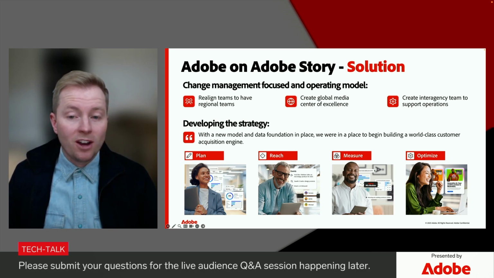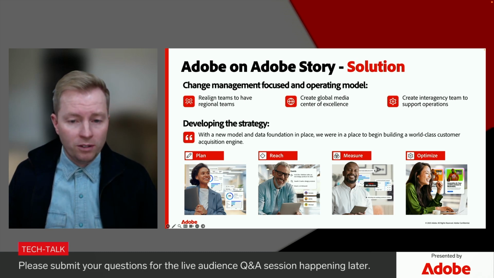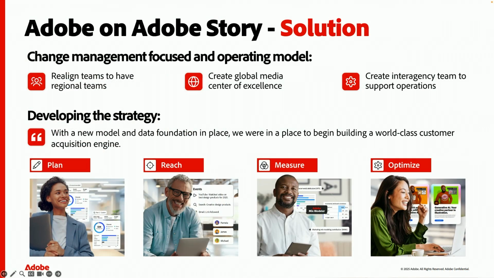We really focused on changing our operating model, which required top-down buy-in. So we realigned our teams to be more regional focused versus channel focused to ensure a more cohesive strategy development that catered to the regional nuances that we know exist. We also created a global media center of excellence to ensure our core agency partners worked across our different teams in a consistent manner. By following a best practices operating model.